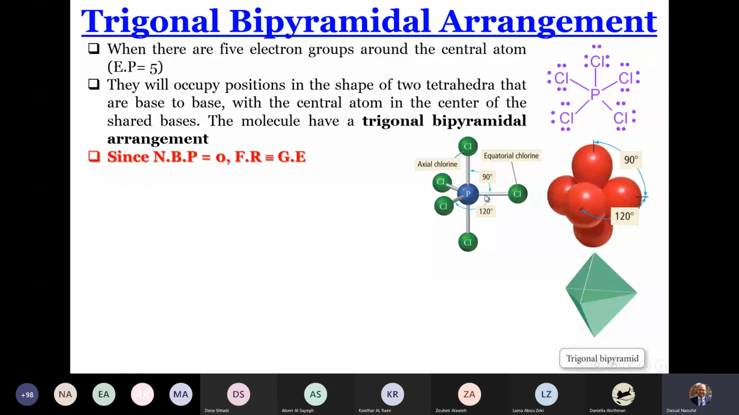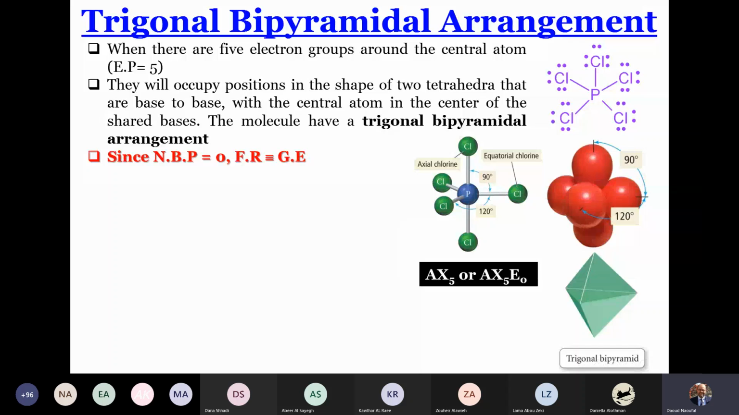We have the angle Cl equatorial, P, Cl equatorial in the plane, and this angle is 120 degrees, because we saw previously that when we have 3 outer atoms around the central atom in a plane, the angle is equal to 120 degrees. And we have Cl equatorial, central atom, Cl axial, where the angle is 90 degrees.